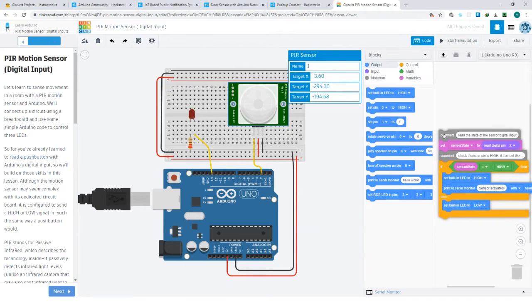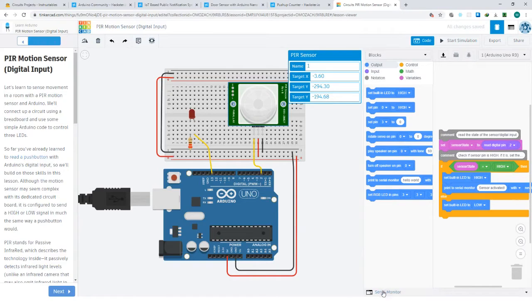You can even see, if you read here, set sensor state to read pin 2. So the sensor is already connected to pin 2 here. And then what do you say? If sensor state is high, because you remember sensor state will be high. If it's high, what do you do? Make LED high. And then you can also print in the serial monitor.